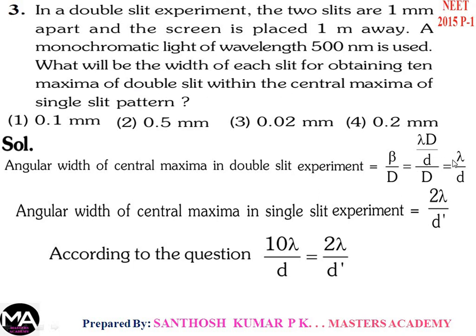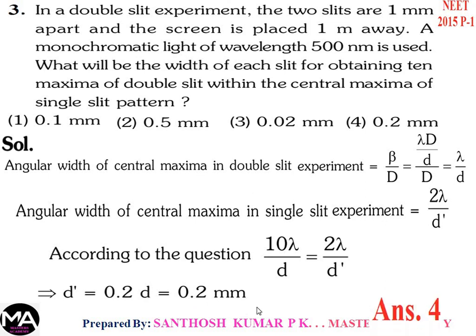So for the double slit, 10 maxima becomes 10 into lambda by d, which should be equal to 2 lambda by d dash. Therefore, on calculating, you will get d dash is equal to 0.2 into d, where d is the distance between the two slits, which is 1 millimeter. So 0.2 into 1 millimeter is 0.2 millimeter. So the option is the fourth one, 0.2 millimeter. Next question.